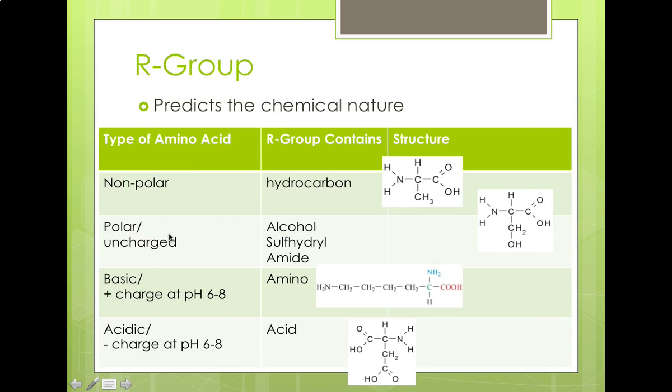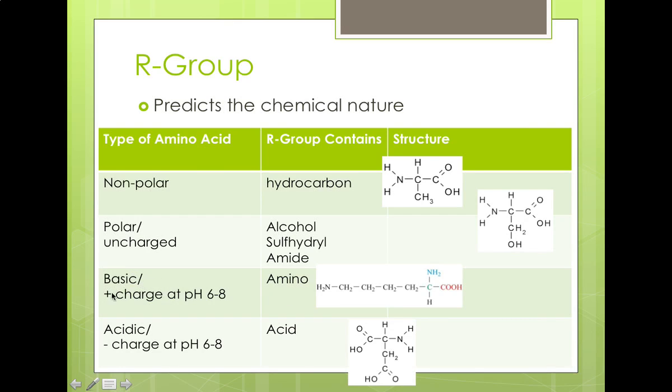If it's polar but uncharged, I have one of these types of functional groups as my R group. I have an alcohol, which we know is an OH, a sulfhydryl, that's a sulfur and a hydrogen, and an amide has both an oxygen and a nitrogen, thinking back to organic chem. So this example, I've got my amine group here, my carboxylic acid group here, and then I have a CH2OH. So I have an alcohol in this one.